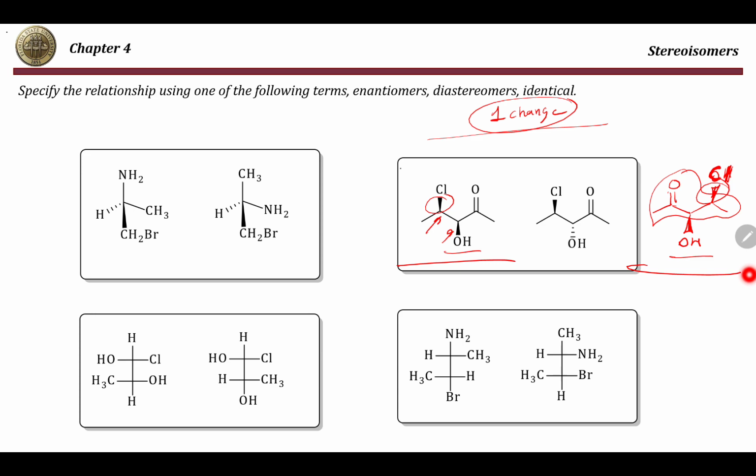So again, if you get confused with the change method, and it's considered as a challenging method, then you can just use the absolute configuration method to determine the relationship between these two compounds. Or you can use both and then double check your answers by using one of them and then checking with the other one.